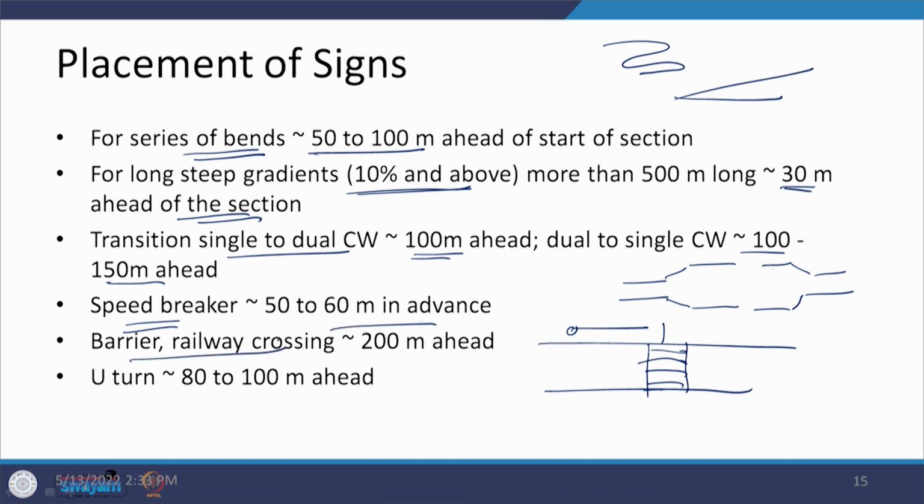There is a barrier or railway crossing, as I said already, that it starts from 200 meters and then there is another sign which is at 100 meters. If U-turns are allowed, then 80 to 100 meters is the distance at which we should inform the driver that there is a U-turn ahead.